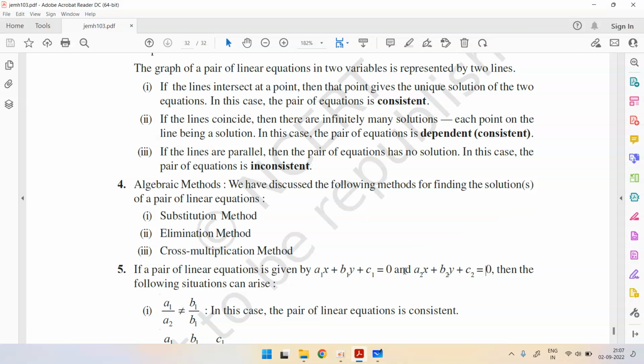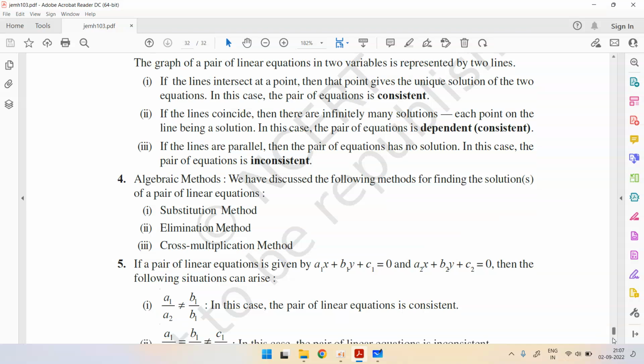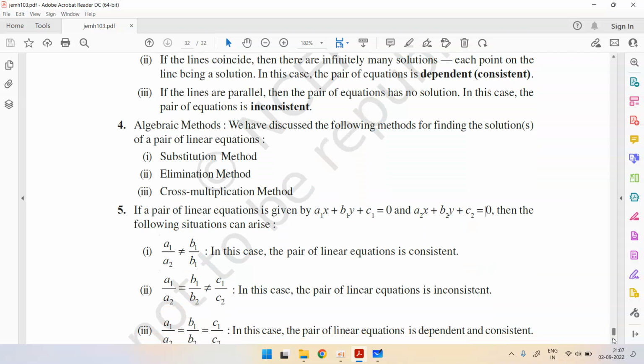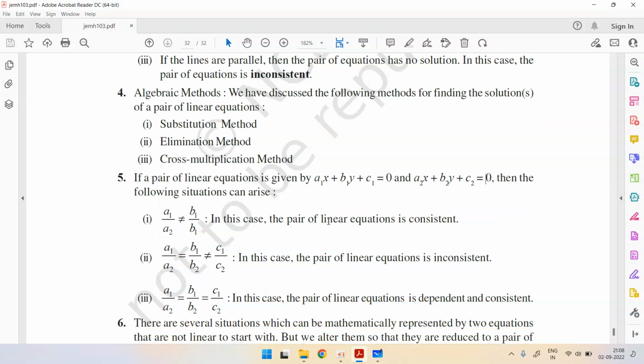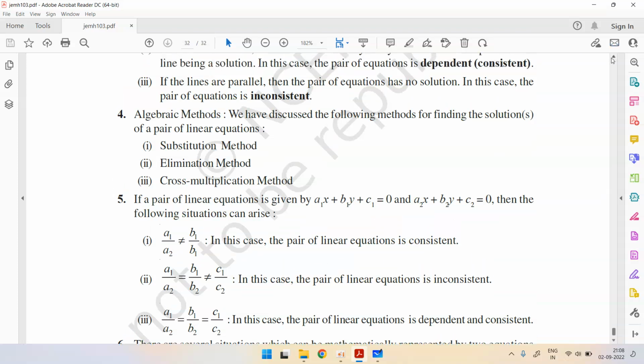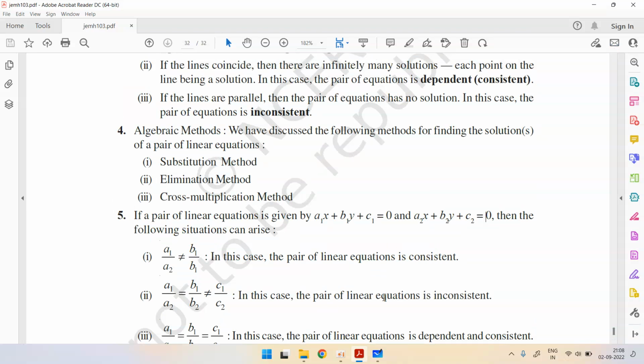Now, if a pair of linear equations is given like this, then I have taught you that if a1 by a2 is not equal to b1 by b2, the pair of linear equations is consistent, there are solutions. If a1 by a2 is equal to b1 by b2 but not equal to c1 by c2, the lines will be parallel, there will be no solution, and it will be inconsistent.